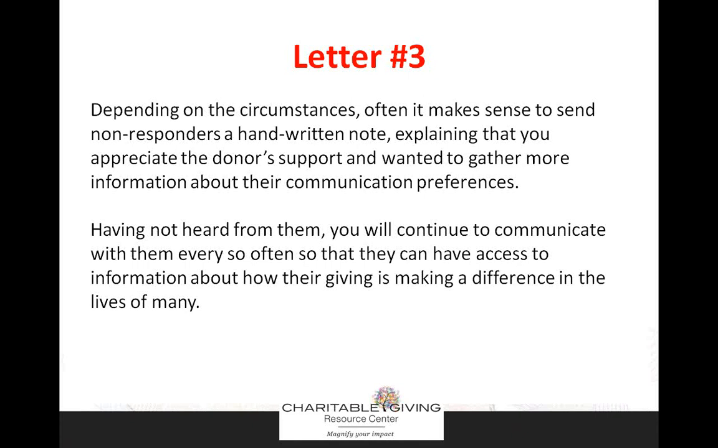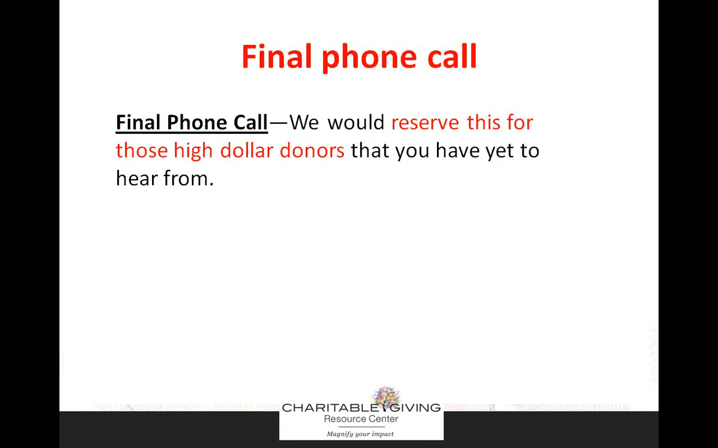Having not heard from them, you'll continue to communicate with them every so often, and you individually have to determine when is that kind of cutoff point. All right, it's been 18 months. I've heard nothing from them. They're continuing their giving pattern. Obviously, they're not a major giving donor. You'll pull them out of that pipeline, put them back, make notes in their donor area in the software.